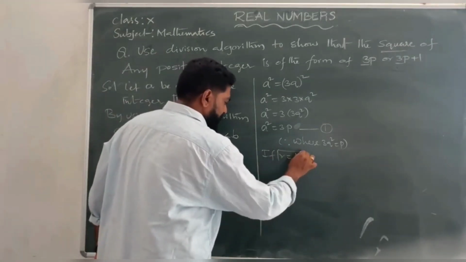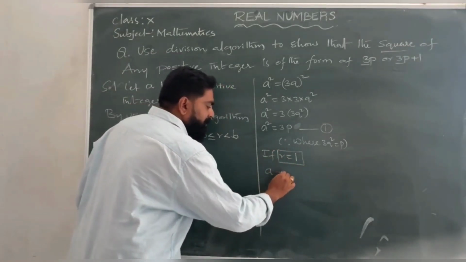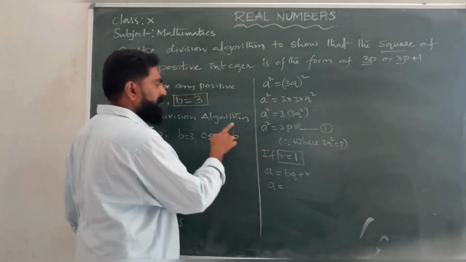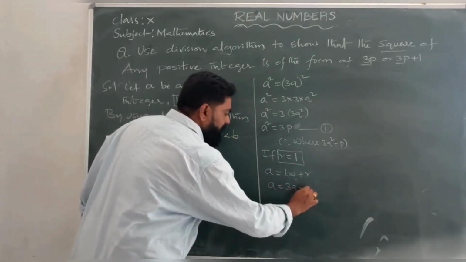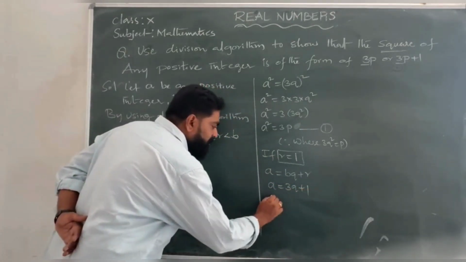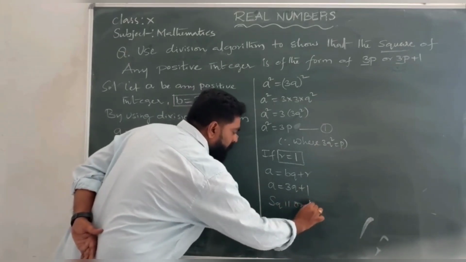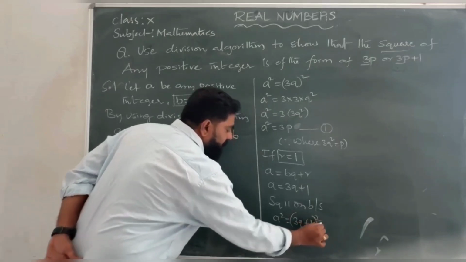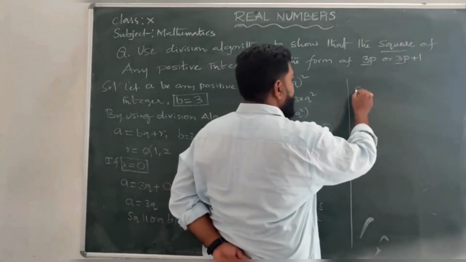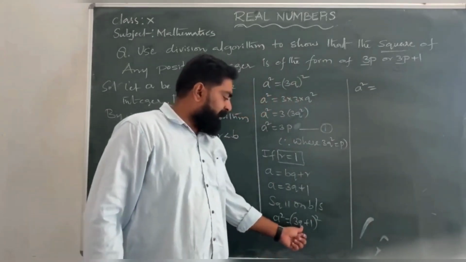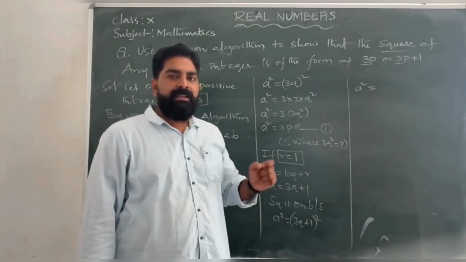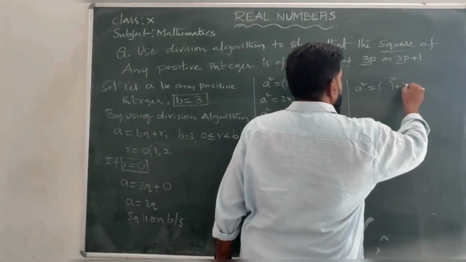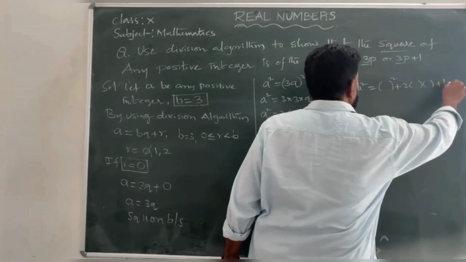So if R is equal to 1. Now write the division algorithm. A is equal to BQ plus R. So A is equal to, what is the B value? B is equal to 3. 3Q plus R is equal to 1. Now squaring on both sides. So A square is equal to 3Q plus 1 whole square. Next, here A plus B whole square. Expand A plus B whole square: A square plus 2AB plus B square.